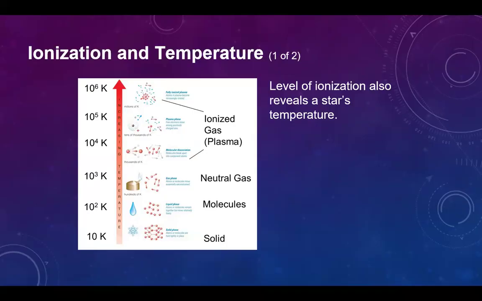But another way we can measure temperature is through ionization. So it turns out, as you change the temperature, different things will ionize. As temperature goes up, various elements will ionize, various elements will get more excited. This will change the strength of different lines in the star spectrum. Different things will get hot enough to begin absorbing, and different amounts of ionization will occur. So levels of ionization also reveal a star's temperature.